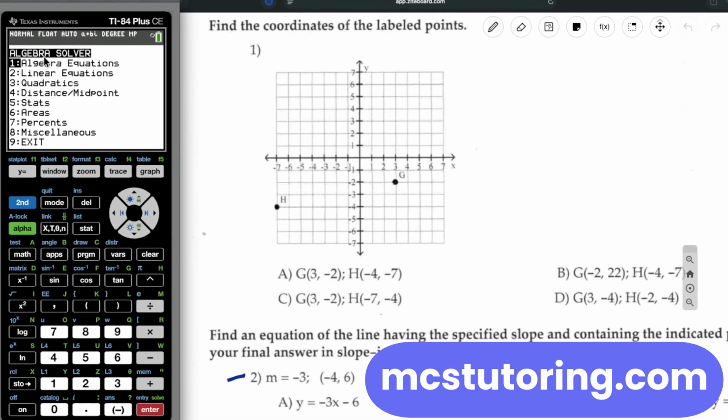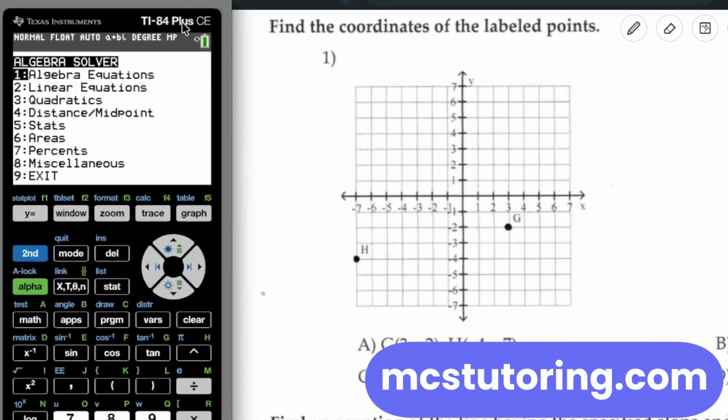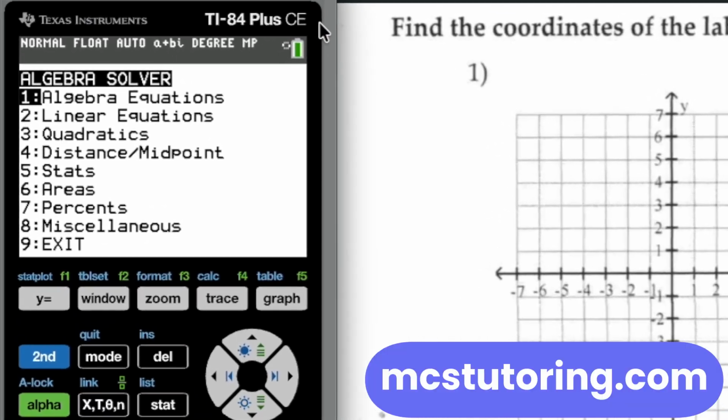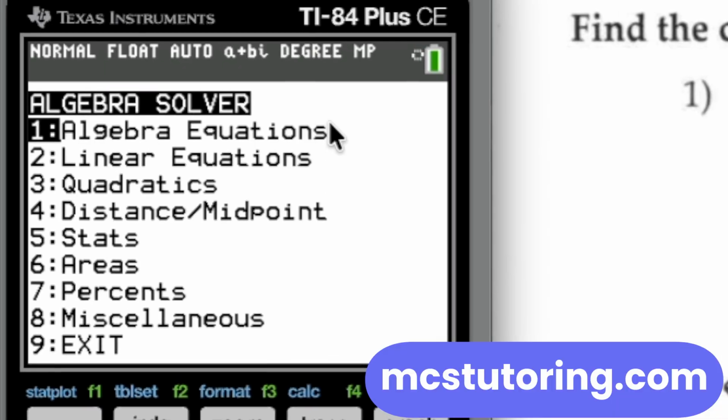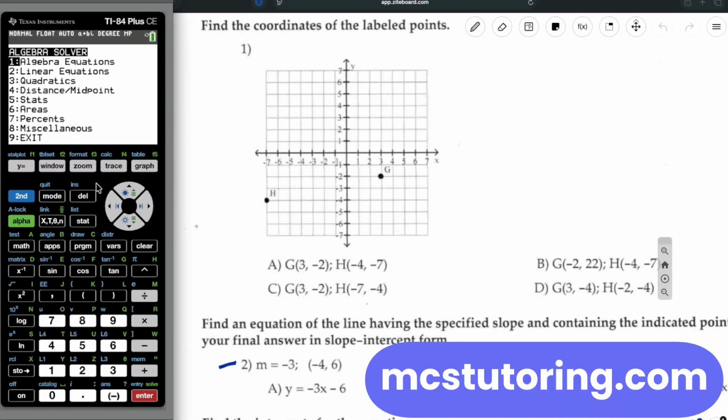Hello and welcome to the Algebra Solver program for your TI84 Plus CE or TI84 Plus CE Python calculator. If you have either one, you're totally good to go. And actually, before we get started, I want to show you how we get there.